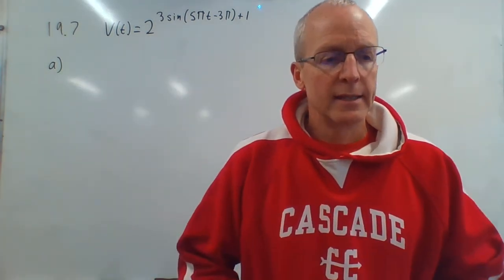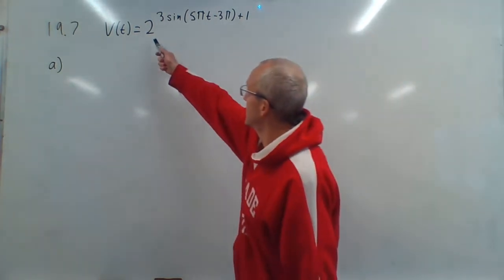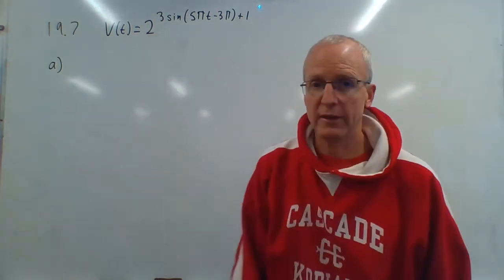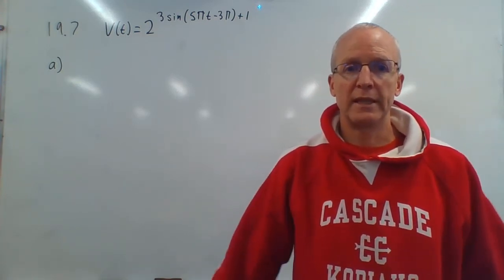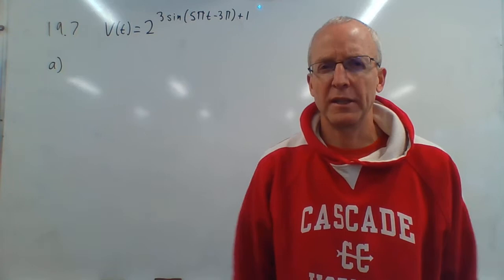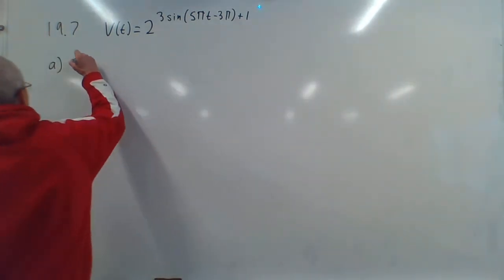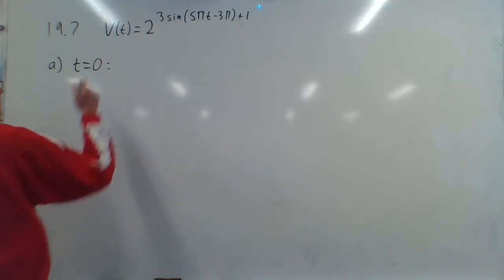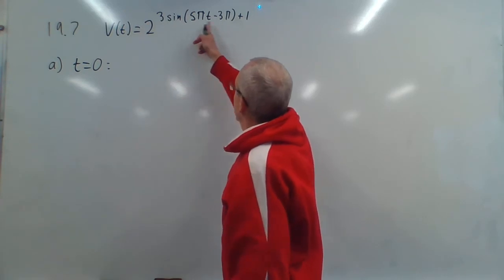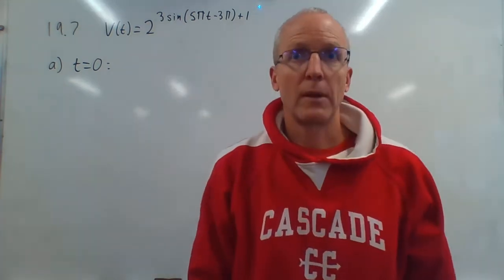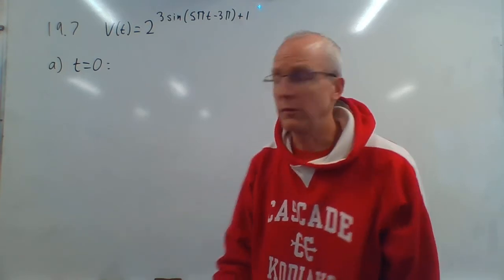First off, A says, what is the initial voltage output of the circuit? So the voltage is given by this, 2 to the power, and we have our sine function in the power. So initial means, what is it when t equals 0? They're just trying to get us to look at this really carefully, get a feeling for how this thing changes. So when t equals 0, you plug in t equals 0 here, and we get sine of negative 3 pi.